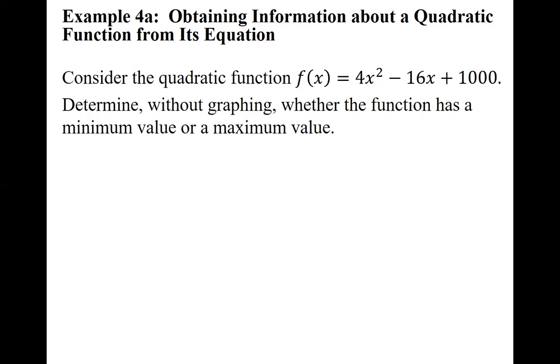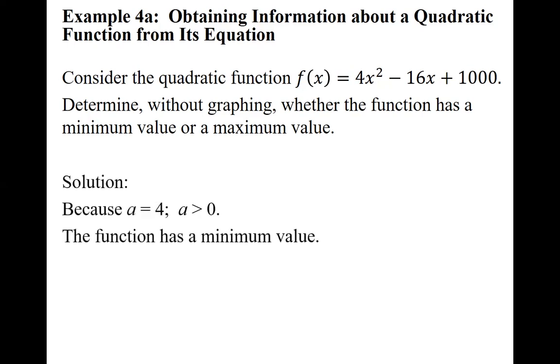And all we need to know for that is, does the parabola open up or does the parabola open down? Well, a is positive. a is 4. That means that the parabola opens up. That means the vertex is in the valley. The vertex is a minimum. This function has a minimum value.